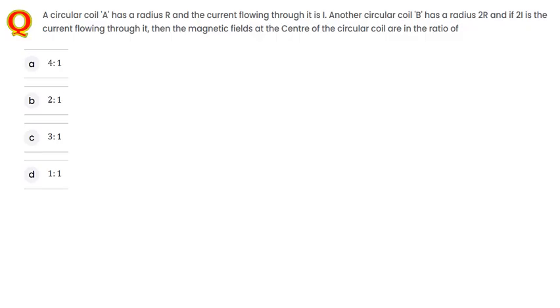The first one I just mentioned is the first circular coil, which has radius R and current I. This is circular coil A. Another circular coil I mentioned here is B, whose radius is 2R and the current flow in this case is 2I. So this one here is B.